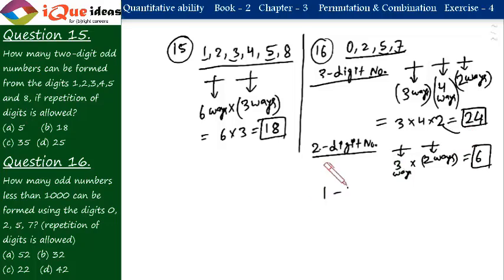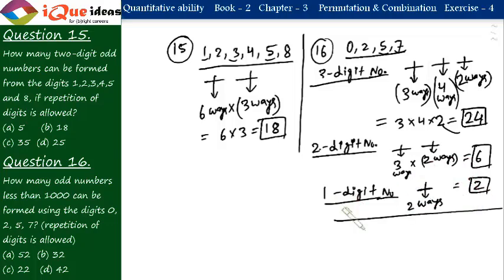And what about 1-digit numbers? The 1-digit numbers would be either 5 or 7, because we need odd. So that means 2 ways. So there are only 2 numbers that can be formed. So the total number of numbers can be calculated as addition: 24 plus 6 plus 2, that is 32 numbers can be formed. So the answer of this question would be 32 numbers. All right.